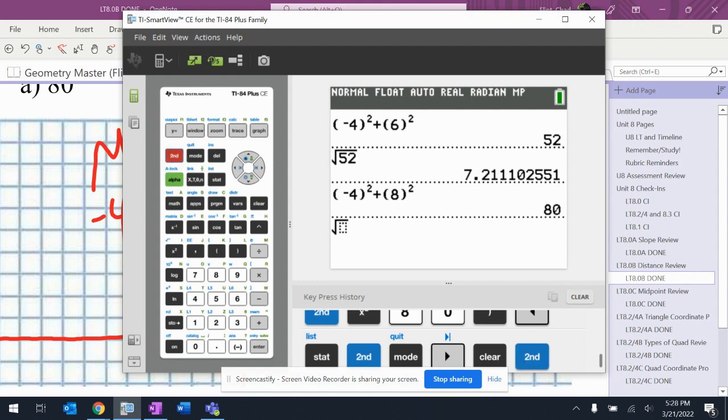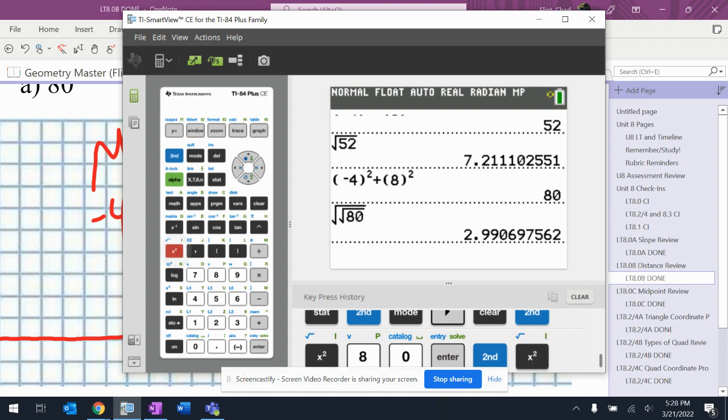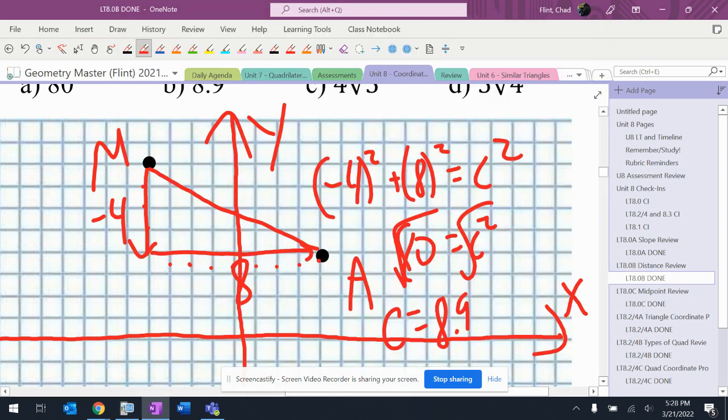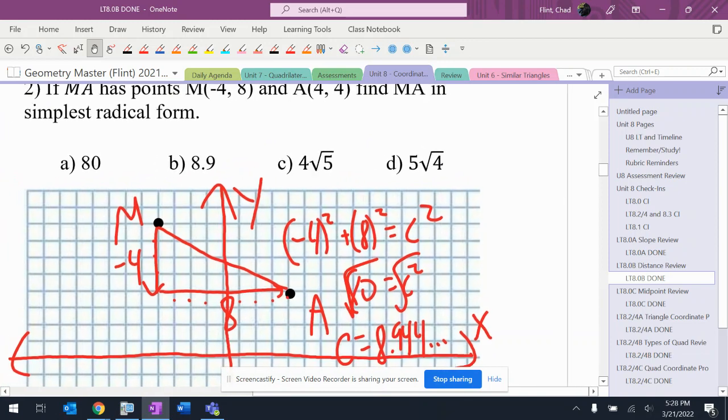Clear. Second square root 80. Enter. Oh, that's not right either. Second square root 80. There we go. 8.944. All right. So now, if it said nearest tenth, the answer is B, but it says simplest radical form.